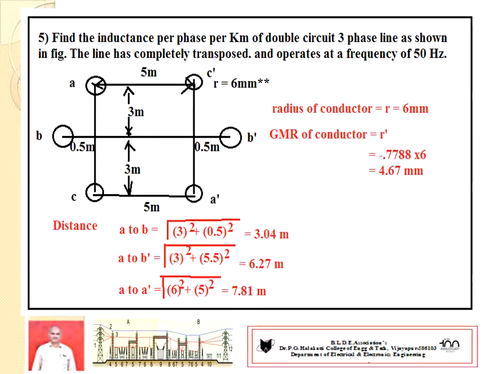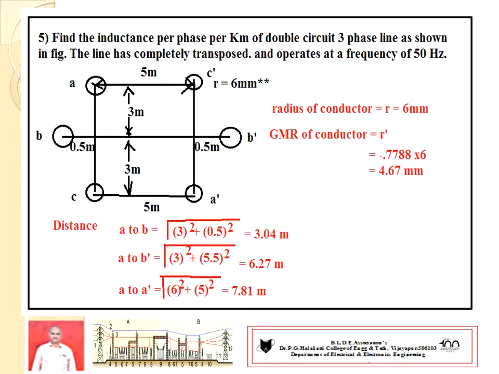Find the inductance per phase per kilometer of a double circuit 3-phase line as shown in the figure. The line is completely transposed and operates at a frequency of 50 Hz. In the figure you see it is a double circuit line. A, B, C is one circuit, and A dash, B dash, C dash are the conductors of the other circuit. So under such a condition, we have to use the respective formulas.